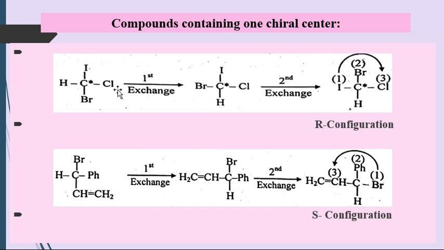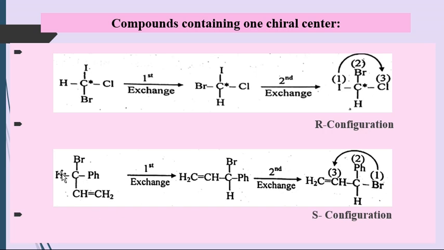In the first exchange we always bring the lowest priority group to the bottom. Therefore in the first exchange the hydrogen goes to the bottom and bromine is at the place of hydrogen. Then in the second exchange you can do any exchange, that is bromine and iodine, iodine and chlorine, or chlorine and bromine. Then decide the first, second, and third priority, forgetting about the fourth priority group. Then it rotates 1, 2, 3 clockwise. Therefore this configuration is R configuration.